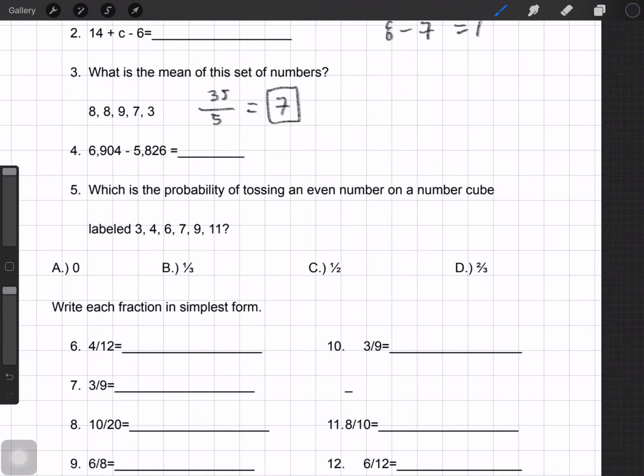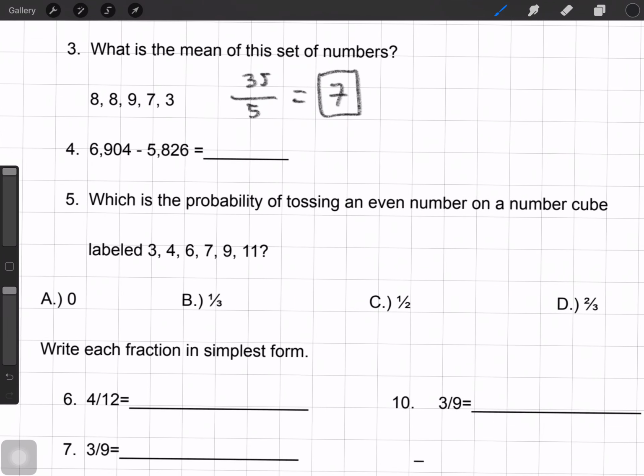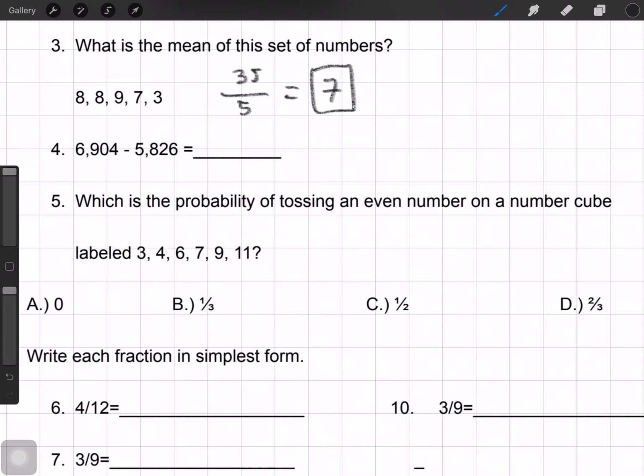and number 5 says, what is the probability of tossing an even number on a number cube labeled 3, 4, 6, 7, 9, and 11? Now, what we want to do first is count how many numbers there are. So it's 1, 2, 3, 4, 5, 6 numbers. And we're looking at how many even numbers there are, and I only see 4 and 6, so 2 even numbers here. So simplify that into 1 out of 3. The answer is B.